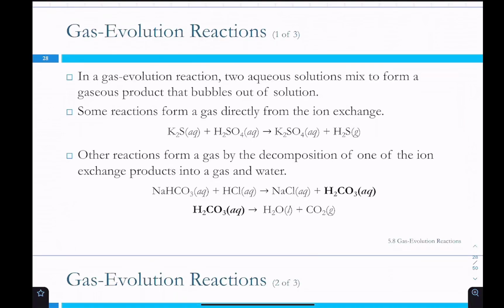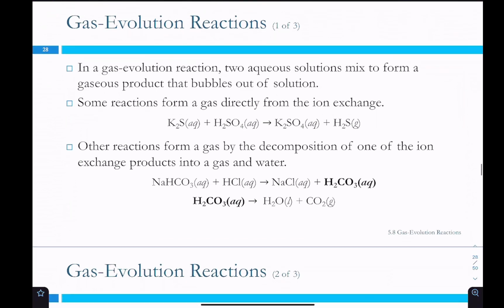Gas evolution reactions were always ones that I didn't like, because you kind of have to memorize them. Now, of course, they make more sense, but there's a special type of reaction that generates a gas. Surprise, surprise, right in the name. So here, when we mix two aqueous solutions, we get a gas. We get bubbles, it doesn't use the word here. Another word for getting lots of small bubbles is effervescence.